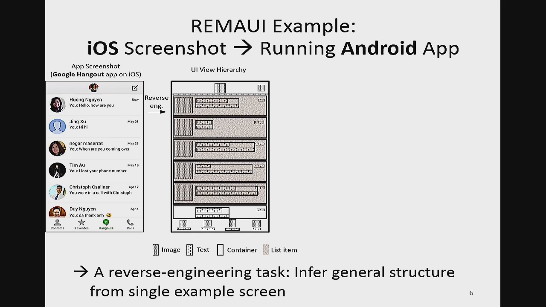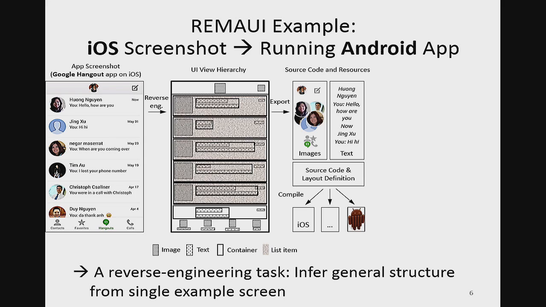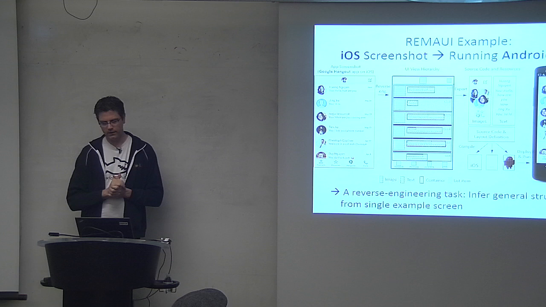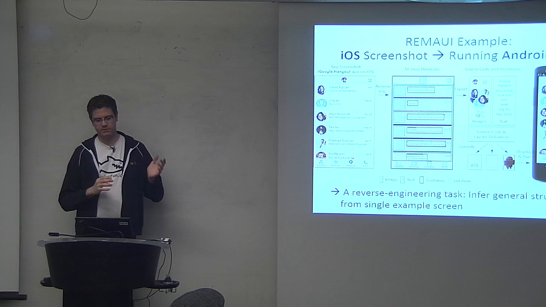Okay, once we have that, we can export these identified elements and compile them for some platform and run them as an application on a mobile device. So that basically yields a runnable application that just recreates the look, the user interface part. And then the programmer would add the programming logic, like connecting to data sources, et cetera.